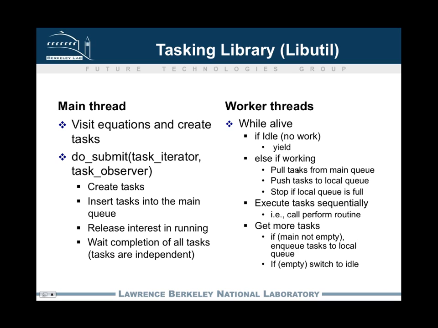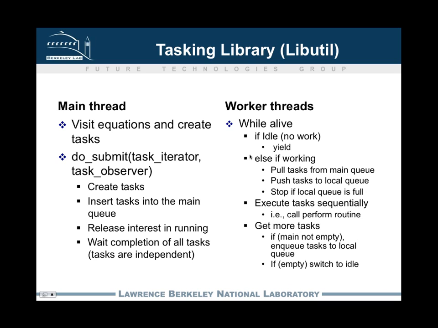Once they see that there is some work to do in the main queues, they start dequeuing that, put some tasks in their own local queue, and then they start dispatching these tasks, or try to execute these tasks. If all tasks are exhausted, then the worker threads return or yield the core that they are using.